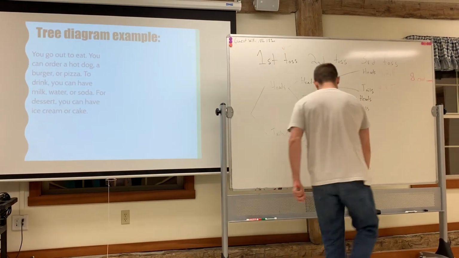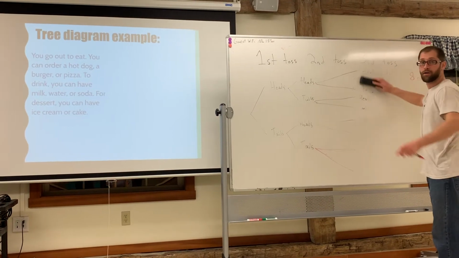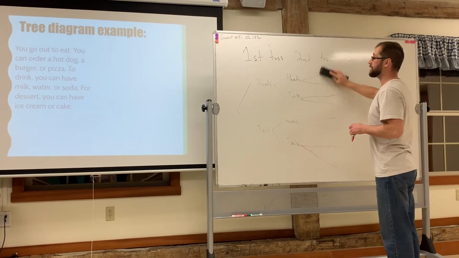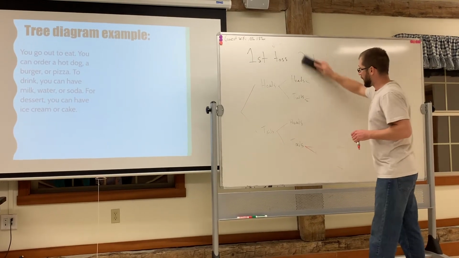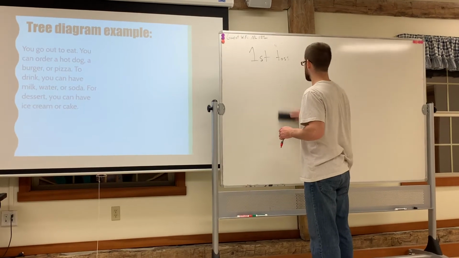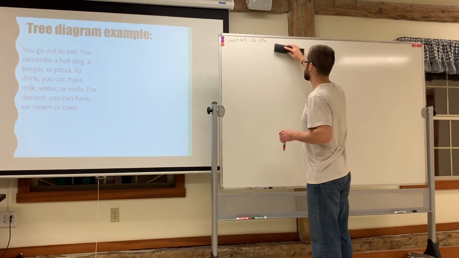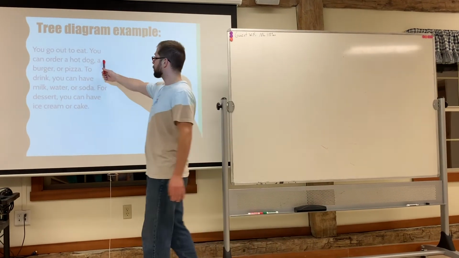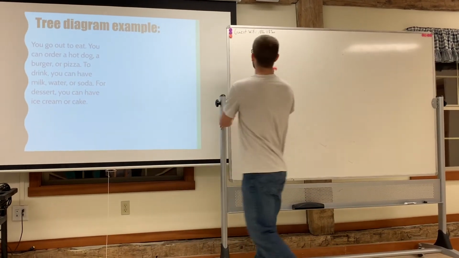This one is a little bit more complicated. We're going to read this real quick. We go out to eat. We can order a hot dog, a burger, and this is going to be the third slide if you are following along with this slide too. You can order a hot dog, a burger, or a pizza. So food.